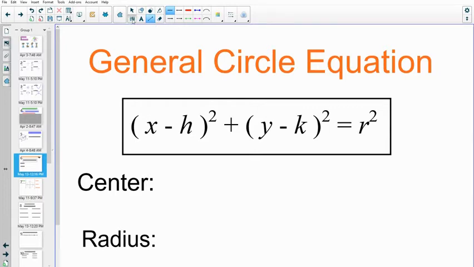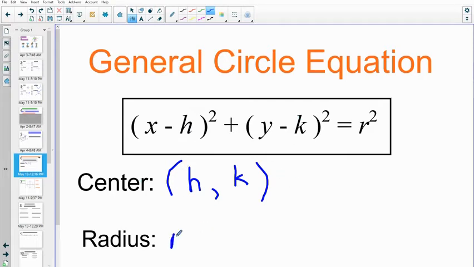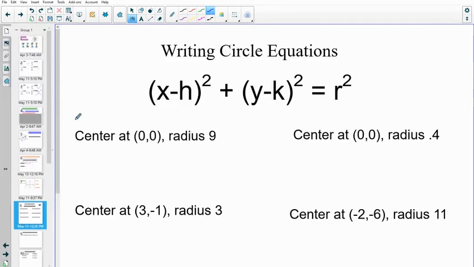But this is the important part that we see, that if I have x minus h squared plus y minus k squared, the center is the point h, k. I've got x minus the x value, y minus the y value. The x and y values are h and k, and of course my radius is r. The number that's over here by itself is the radius squared. So if I have a circle with a center at 0, 0, I've got a couple of circles at center of 0, 0.